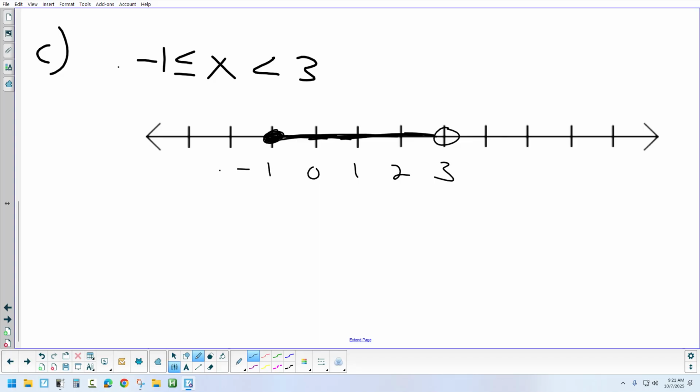Okay, so we've looked at 3 different ways now: inequalities, graphs, and then the set notation with the brackets and parentheses.